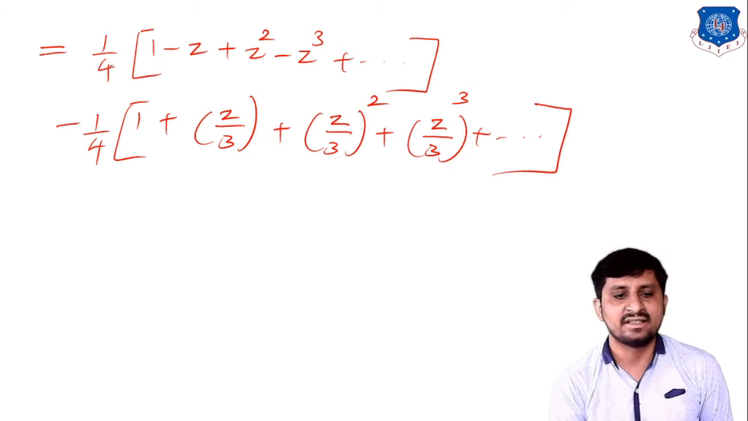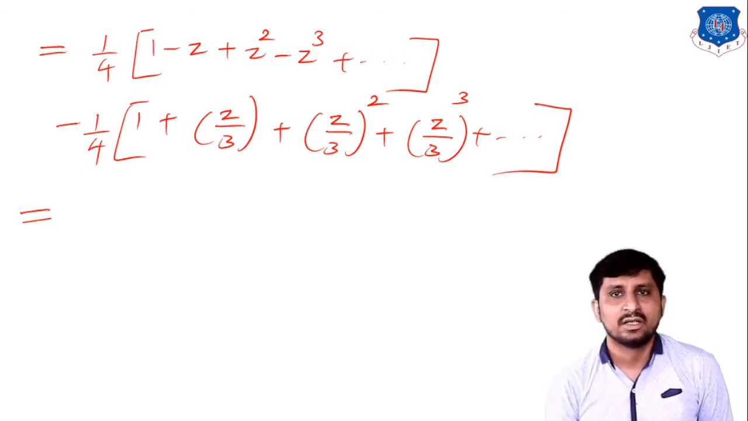And now you can easily simplify. I hope you can easily simplify. First of all, the constant term is 1 by 4 minus 1 by 4, so that is 0, right? This 1 by 4 minus 1 by 4 cancels out. Okay. Now the coefficient of z is minus 1 by 4 minus 1 by 12. You can see that 1 by 4 into 1 by 3.